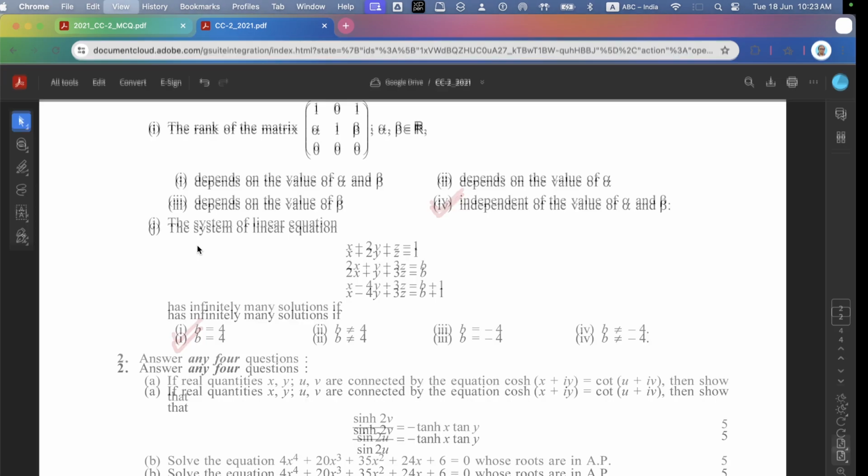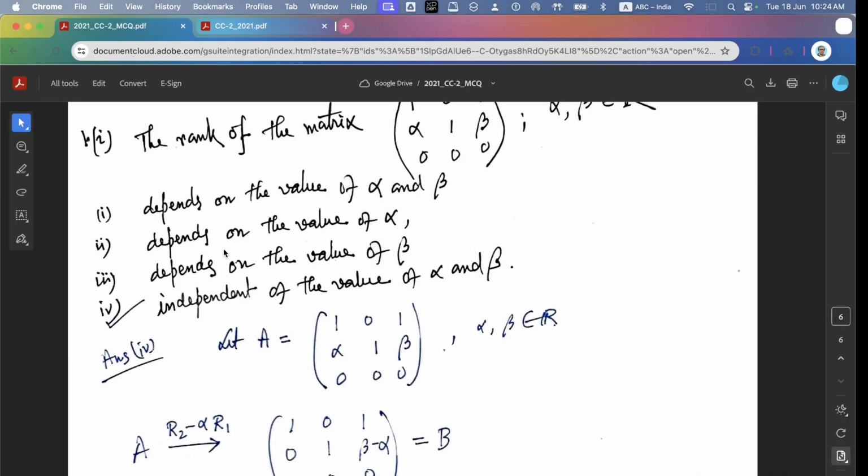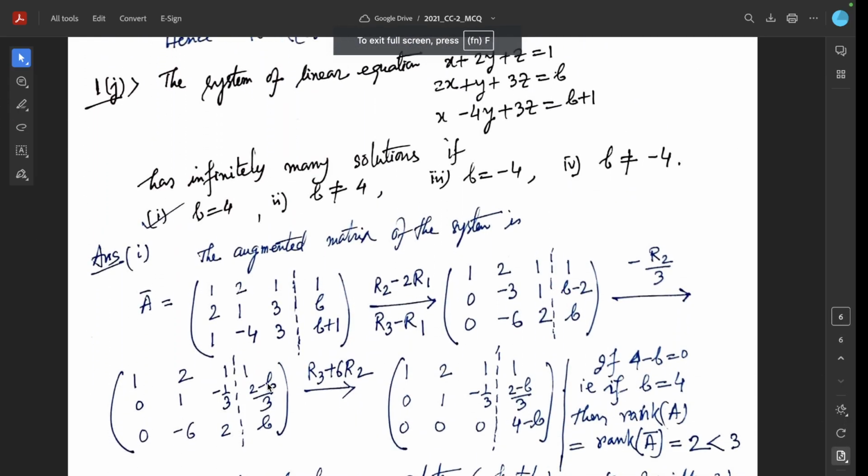Question J. The system of linear equations x plus 2y plus z equal to 1, 2x plus y plus 3z equal to b, x minus 4y plus 3z equal to b plus 1 has infinitely many solutions if b equal to 4. The augmented matrix of the system has rows 1, 2, 1; 2, 1, 3; 1, minus 4, 3, and the right hand side vector is 1, b, b plus 1. By elementary row operations, we get this augmented matrix reduced to this form. So this system has infinitely many solutions.